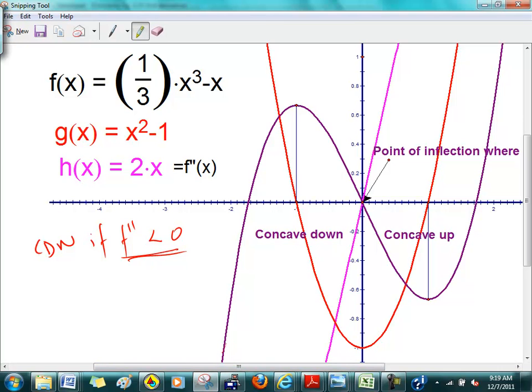All right, now we're going to look at the part where it's changing concavity and becoming up. See how it's concave up here? And here's my second derivative. What can you say about the second derivative? F prime prime is greater than 0. Can you make that statement, please? Write it down.